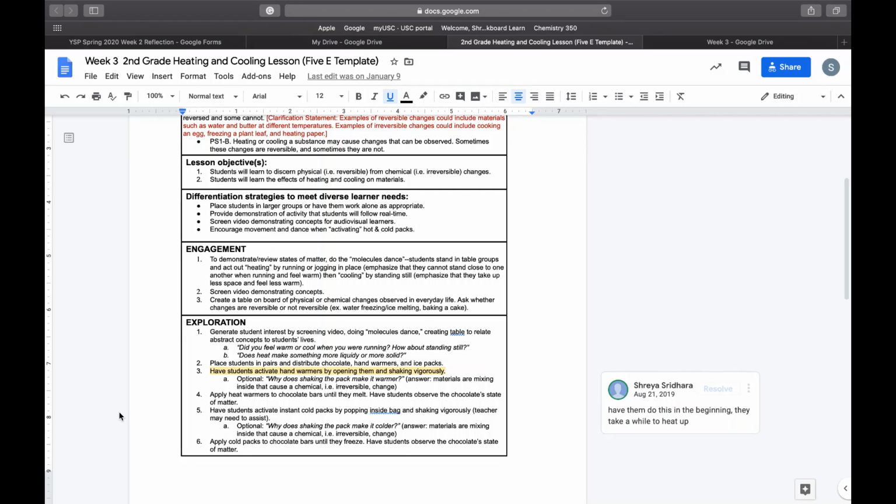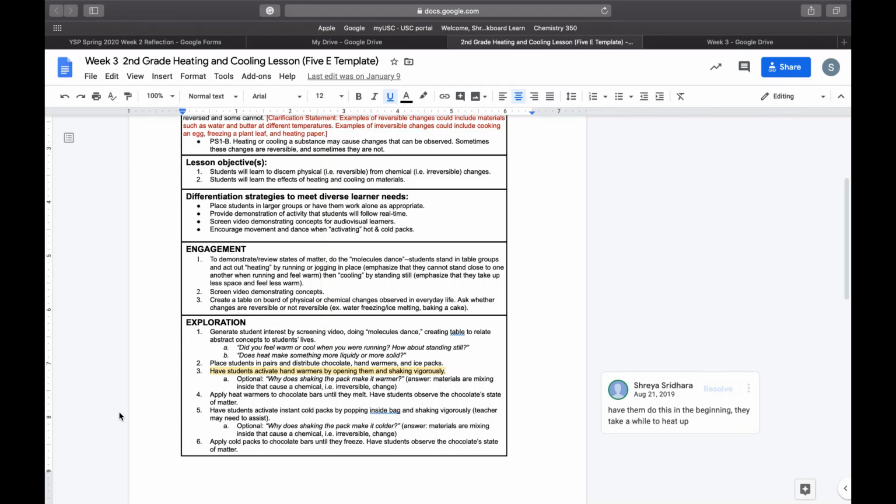And then I will go around and distribute the ice packs and tell them to put them under the ice packs now. And then ask them to predict what they think is going to happen to it. And then after they are frozen again, I'll ask them to give me observations out loud again. What does it feel like? And they usually say it's hard, they can break it, things like that.